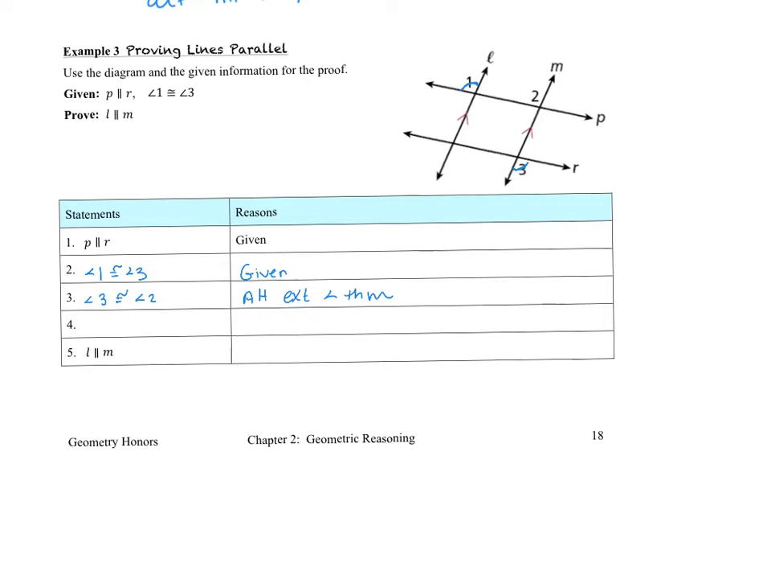So we're given that P is parallel to R. We're also given that angle 1 is congruent to angle 3, so I filled that in next. I know because of the parallel lines that angle 3 and angle 2 are congruent because they're alternate exterior angles. And now the transitive property states that if angle 1 is congruent to angle 3 and angle 3 is congruent to angle 2, then angle 1 is congruent to angle 2. It's basically just eliminating that middleman, the angle 3 there. So angle 1 is congruent to angle 2 by the transitive property of congruence.